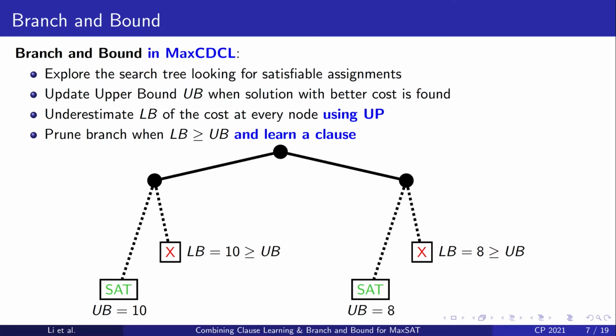So in our solver MaxCDCL, we use unit propagation to compute this underestimated lower bound. This technique is not new. Other BnB MaxSAT solvers have been using unit propagation to underestimate the lower bound. But what is new is that when we detect that the lower bound reaches the upper bound, we prune this search tree using clause learning. In fact, what we do is detect an implied clause that is falsified, and then this clause is analyzed in order to make a backtrack or a backjump, as a CDCL SAT solver would do.